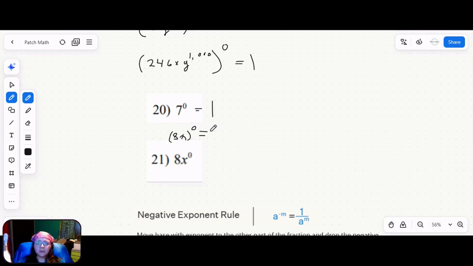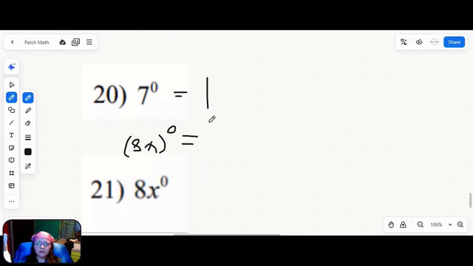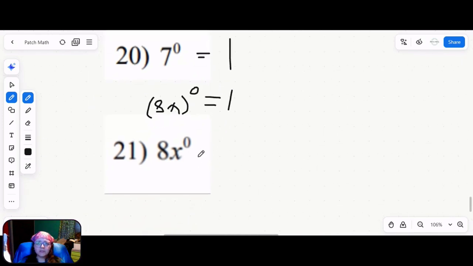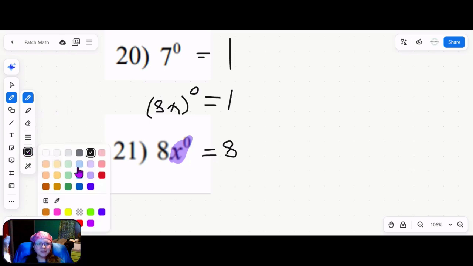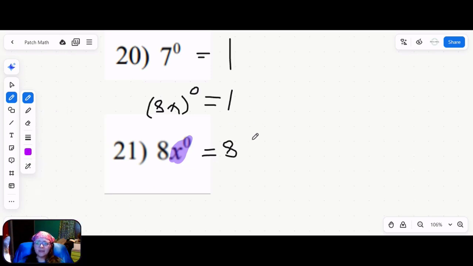However, if the parentheses is not there, then that 0th power is only directly connected to that x. Only x is being affected by the 0th power, not the 8. So we write the 8 on down. And then guess what? x to the 0th power becomes 1, and this is 8 times 1. And we know that 8 times 1 is just 8, and we are done.